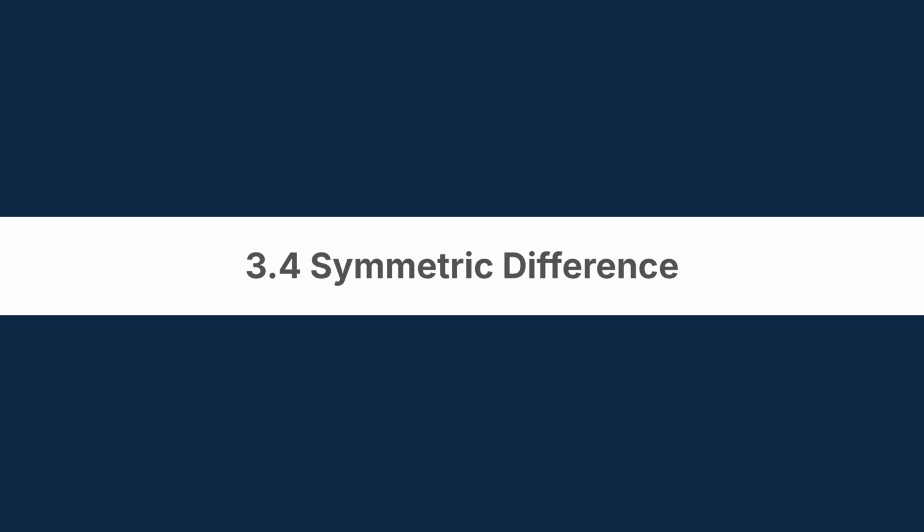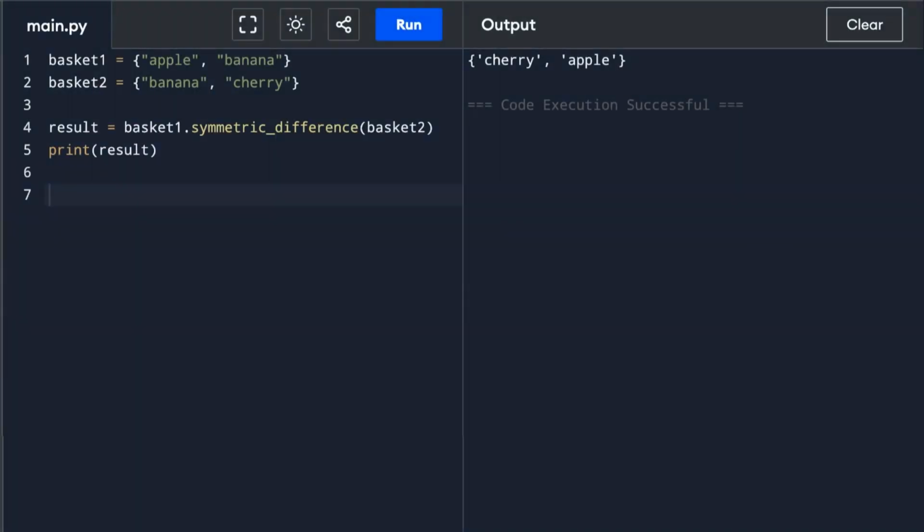4. Symmetric difference. Let's think all fruits that are in one basket or the other, but not both. First, it removes common items, then keeps only the unique ones from both sets, so it outputs cherry and apple.